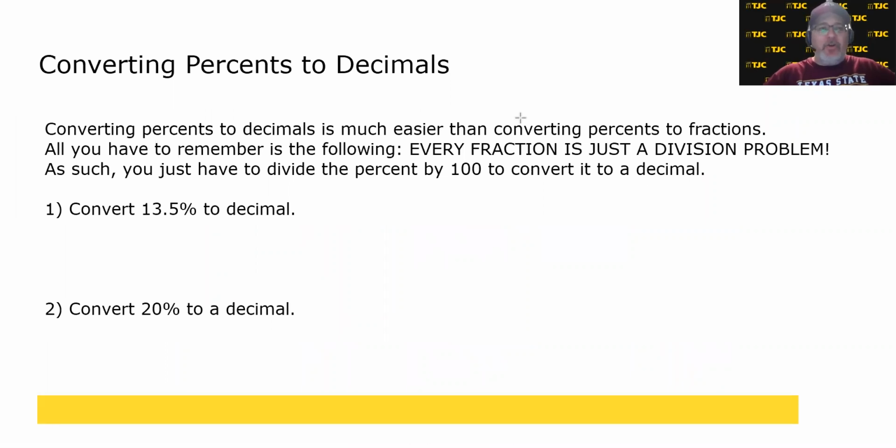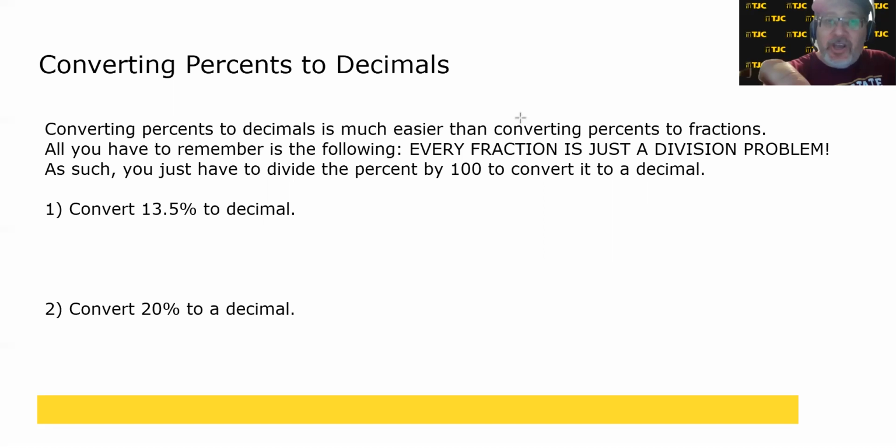We're going to wrap up this video by talking about converting percents to decimals, because this video and the part one that preceded it was about starting with a percent and turning it into a different number. Converting percents to decimals is much easier than converting percents to fractions. All you have to remember is the following. Every fraction is just a division problem. As such, you just have to divide the percent by 100 to convert it to a decimal.